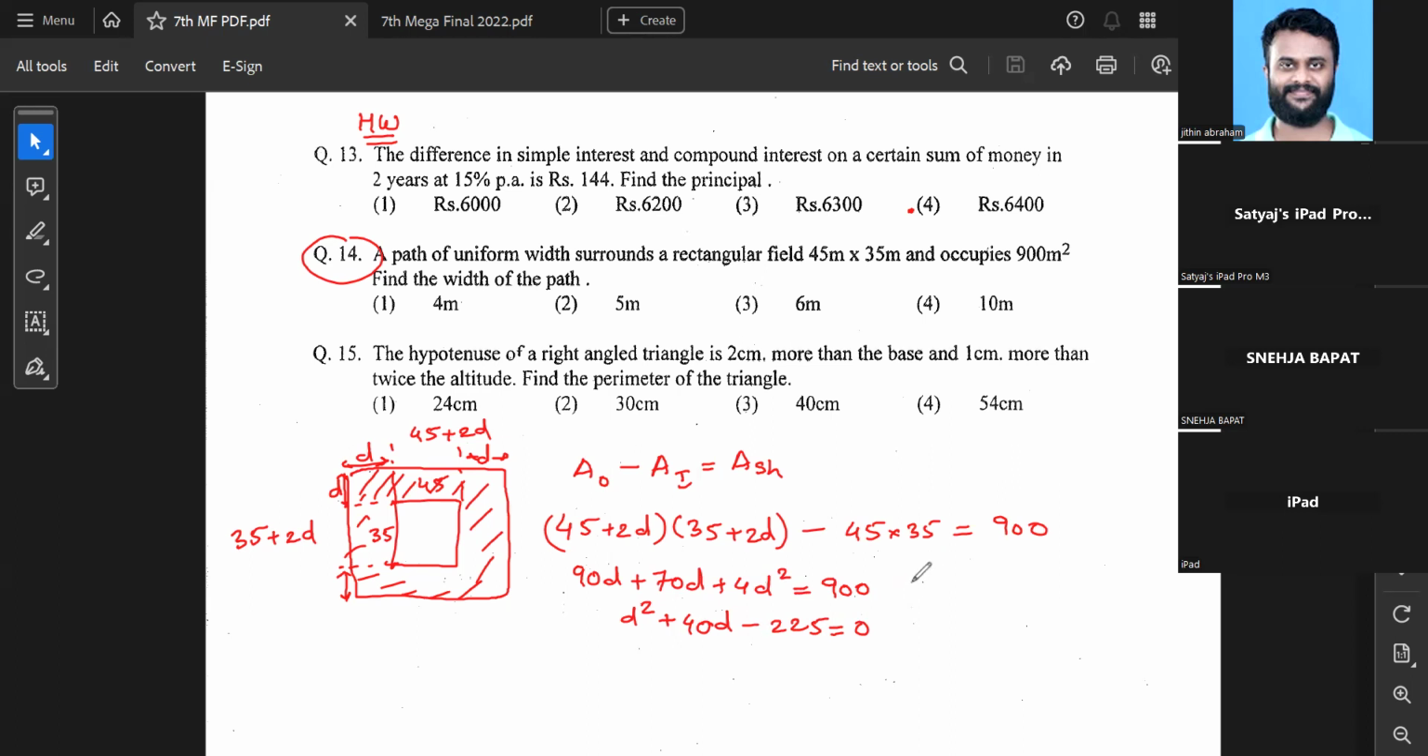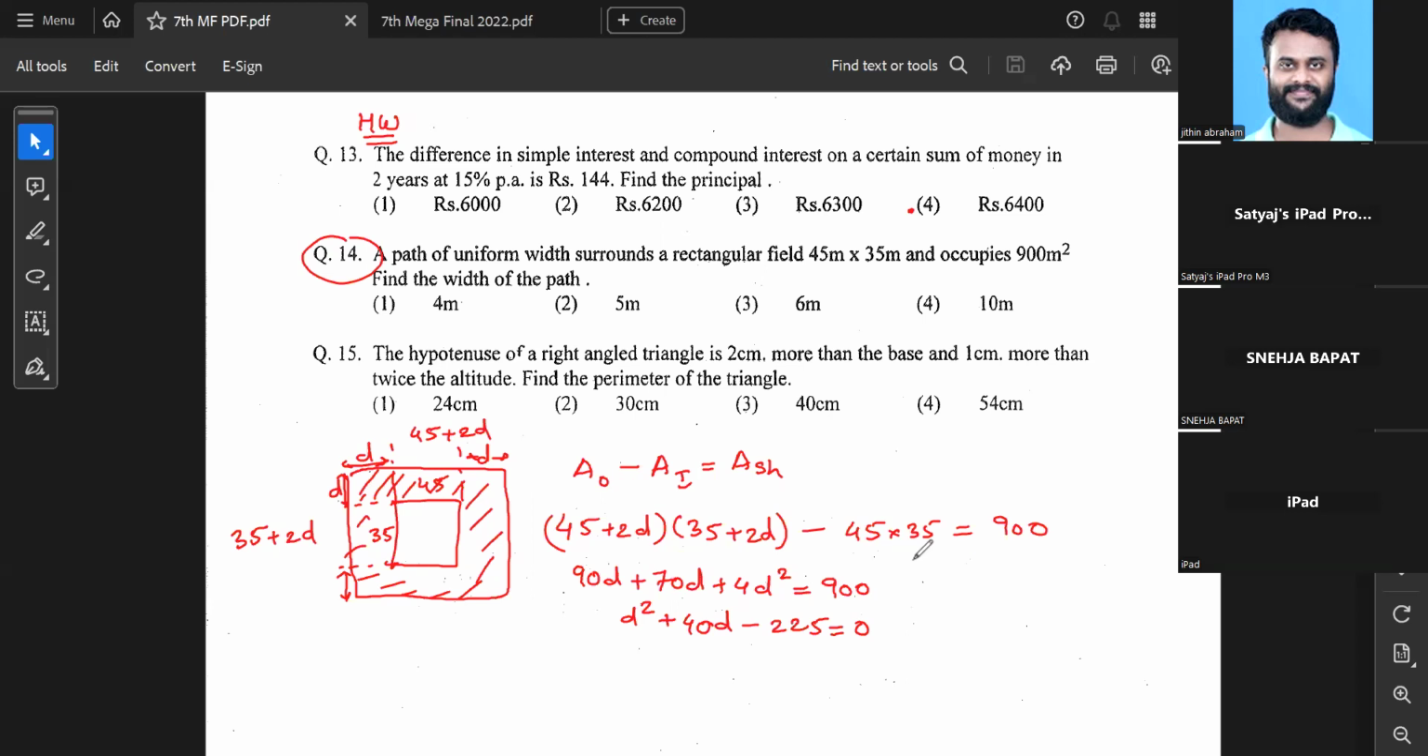This equation, so 225 and 40. What could be the factor? I'm just thinking.